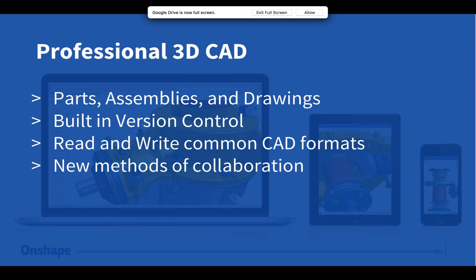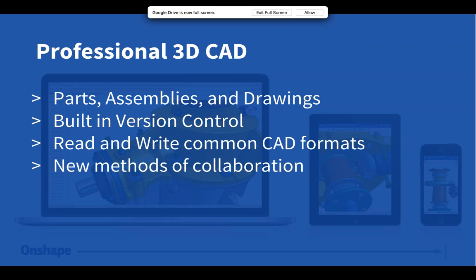The last thing I want to mention is with Onshape, we've introduced entirely new methods of collaboration. So if you haven't shared your document yet, I definitely recommend it. In the top right, you hit the share icon, you enter their email address, you define their permissions, and you hit share. And that's all there is to it.